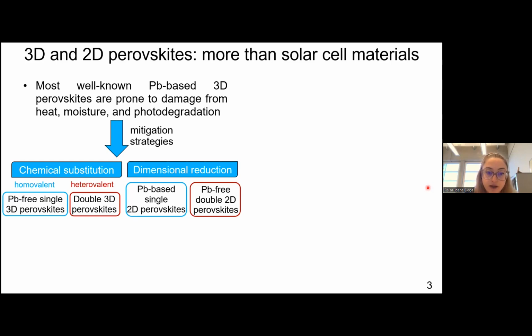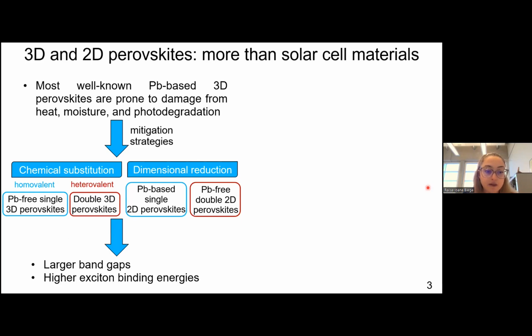Then another mitigation strategy to increase stability is also to reduce the dimensionality. And with this procedure, you basically go to the 2D perovskites. You can do this with single perovskites or the double perovskites as well, and then you get single or double 2D perovskites. Now, doing this, you will get materials with larger band gaps and higher exciton binding energy, sure.